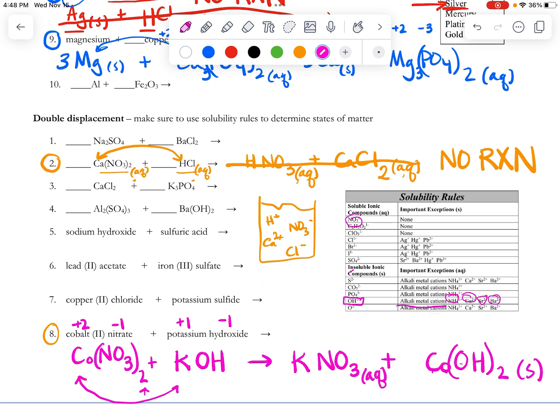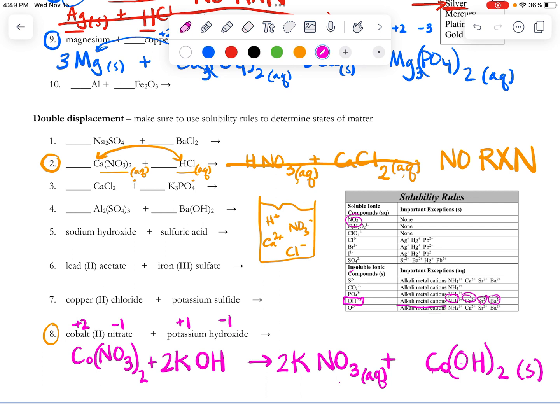So for this reaction, we leave our products because it occurred. And then the last step is to make sure that we balance the reaction, have the same amount of everything on each side. I have 2 hydroxides on the product side, so I need 2 on the reactant side. That means I need 2 potassiums on the product side, and I'm good with having 2 nitrates on both sides. So I am good to go. That is my final balanced reaction.